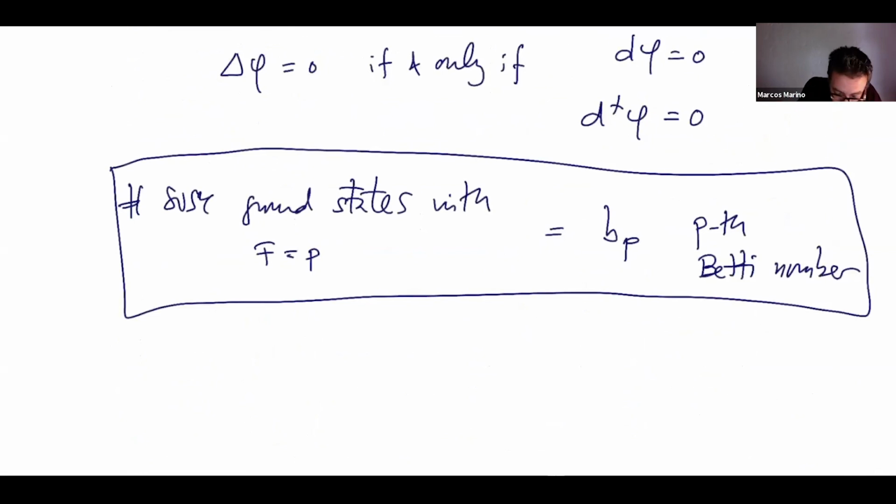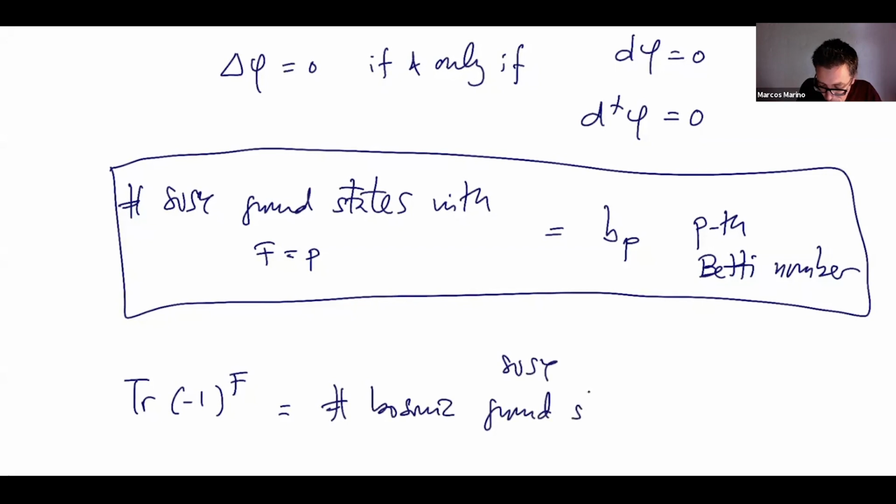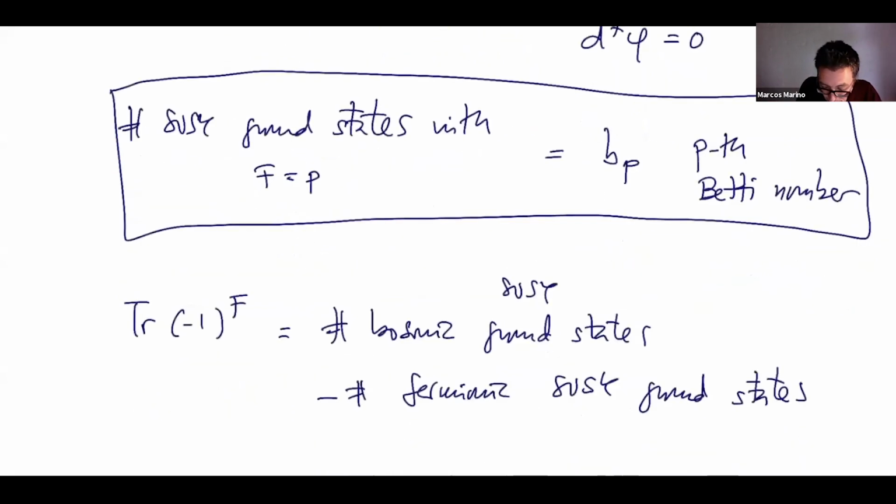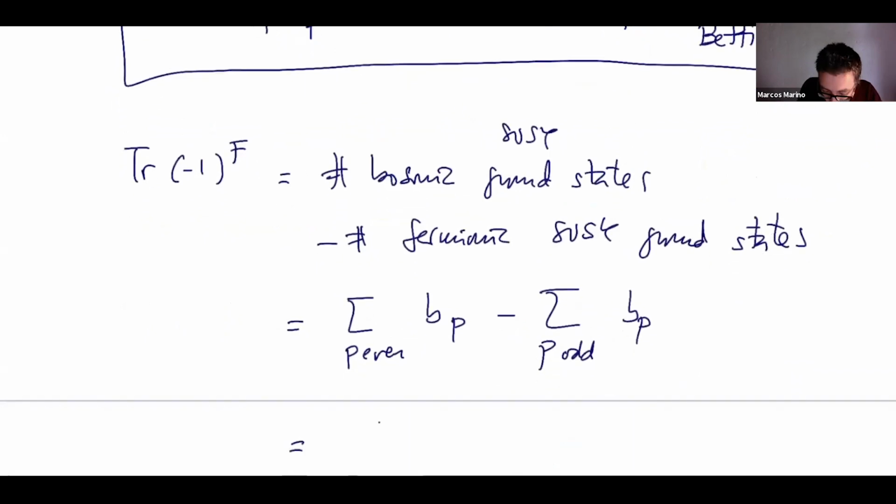And finally, the Witten index. Remember, the Witten index was the number of supersymmetric bosonic ground states minus the number of fermionic SUSY ground states. But what is this? Well, this is the sum over P even of B_P, so the sum of even Betti numbers minus the sum of odd Betti numbers. And this is very well known. This is the Euler characteristic of M.